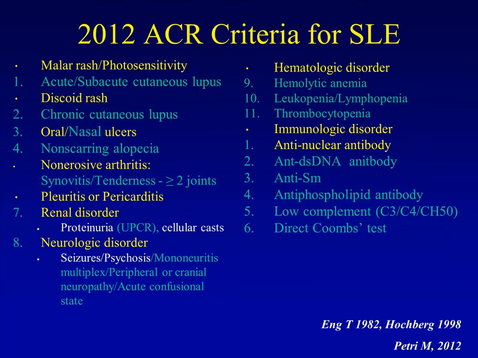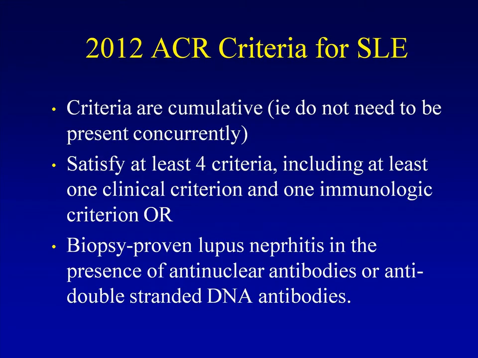These are the 2012 ACR criteria for SLE, which are actually summarized in this slide. A few points about these criteria are as follows. First, the criteria are cumulative. In other words, they do not need to be present concurrently. Secondly, a patient needs to satisfy at least 4 criteria, including at least 1 clinical criterion and 1 immunologic criterion, or a patient needs to have biopsy-proven lupus nephritis in the presence of anti-nuclear or anti-double-stranded DNA antibodies.